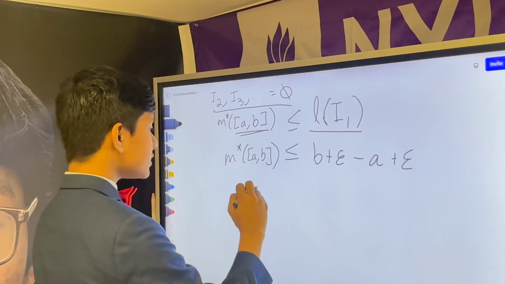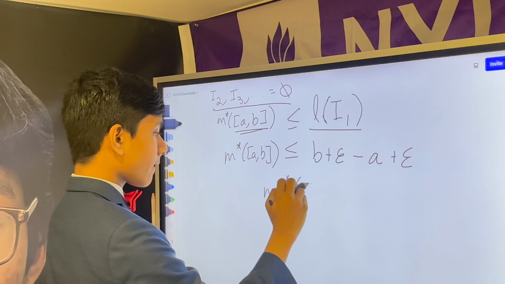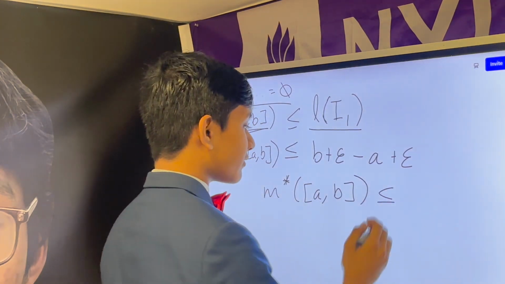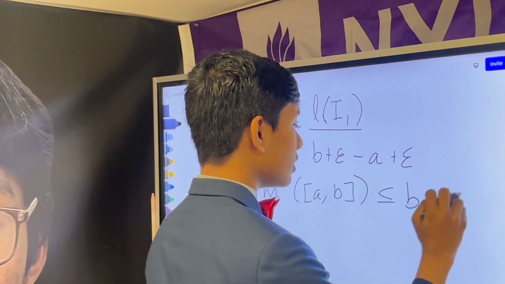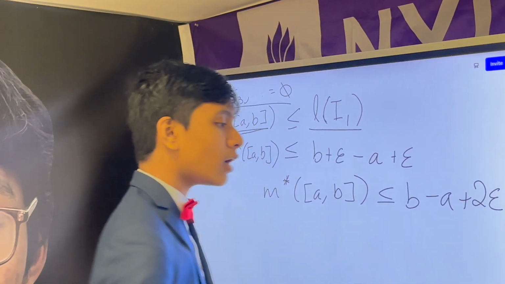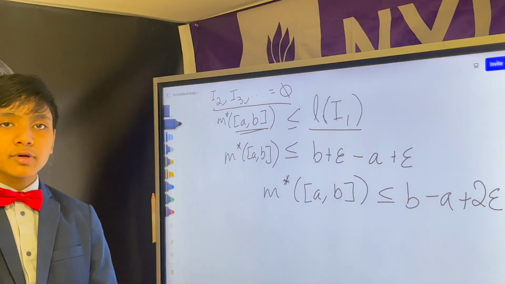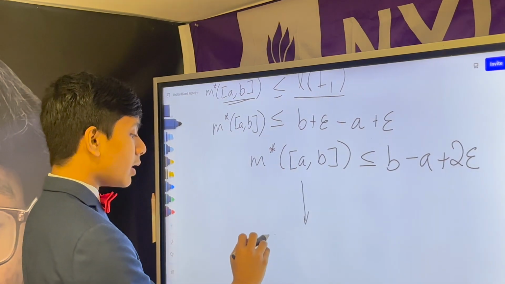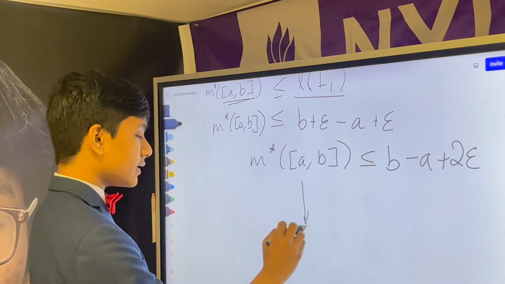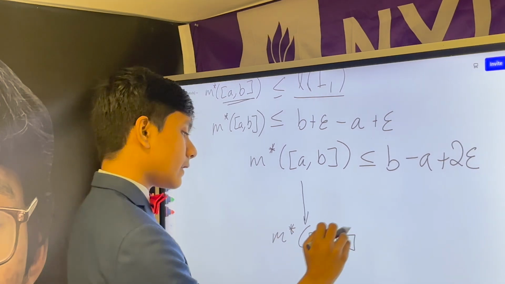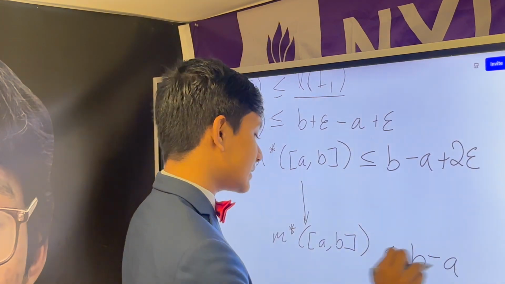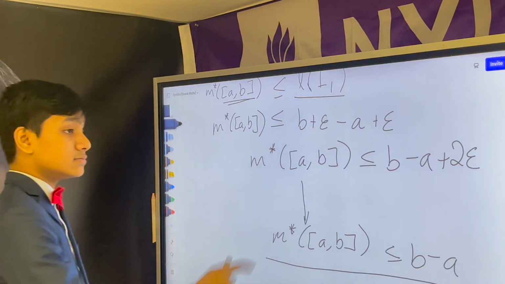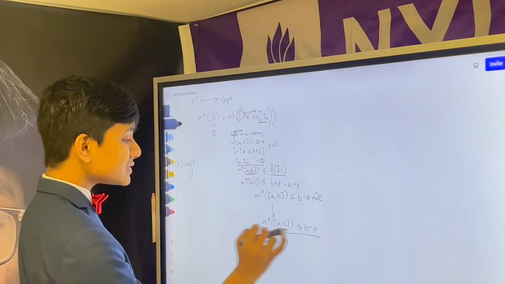So we're fairly sure that the Lebesgue measure of A to B has to be less than or equal to B minus A plus 2 epsilon. But we can make epsilon arbitrarily small, and this will still hold, implying that the infimum of this will mean that this has to be less than or equal to B minus A, right? Okay, so we've established a lower bound.